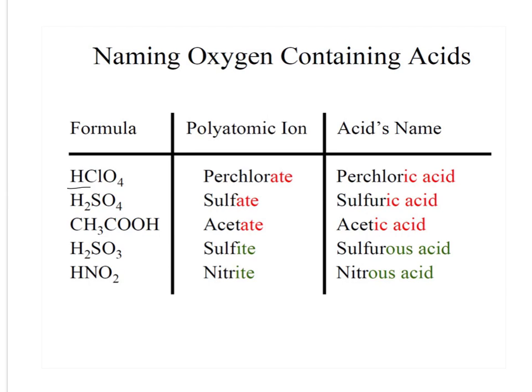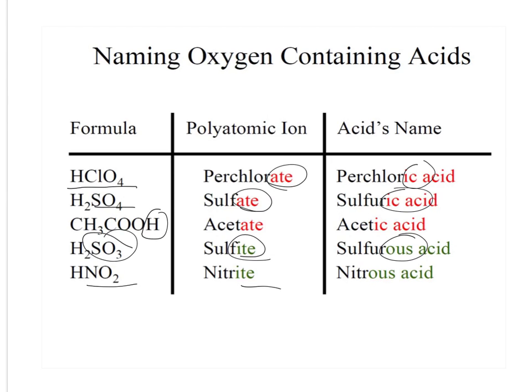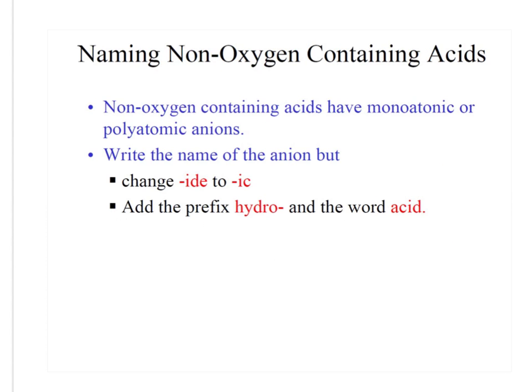So this is the perchlorate ion, -ate becomes -ic, so this is perchloric acid. This is the sulfate ion, so -ate becomes -ic, sulfuric acid. This is acetate, so acetic acid. This ion is sulfite, -ite becomes -ous, sulfurous acid. This is nitrite, -ite becomes -ous, nitrous.